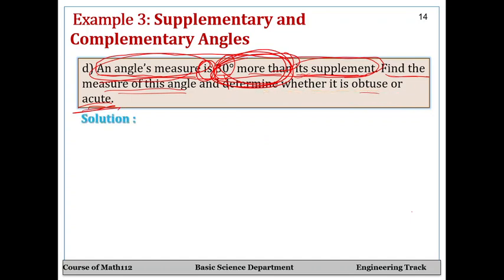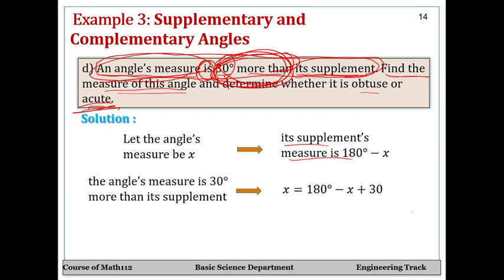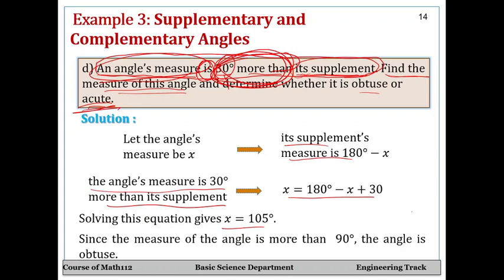Okay, let's look. Here, x, then its supplement will be 180 minus x. Then we use this information and we set up the equation, and we find it. Then we say, hey, it's more than 90 and less than 180. So the angle is obtuse.